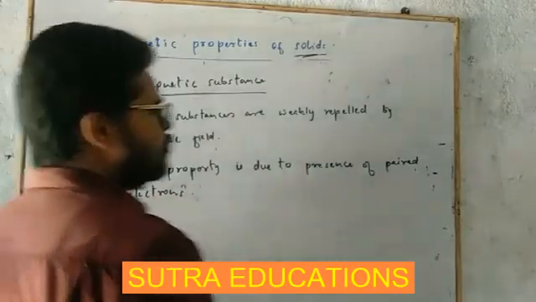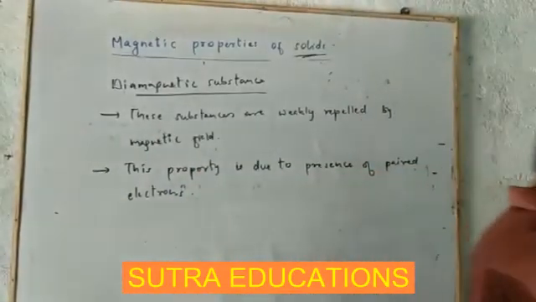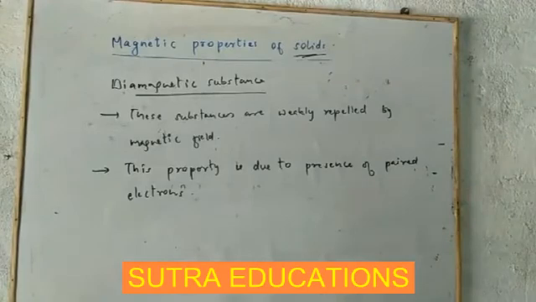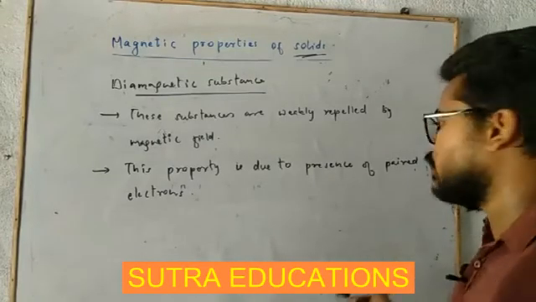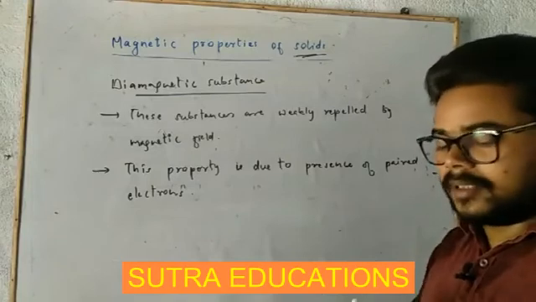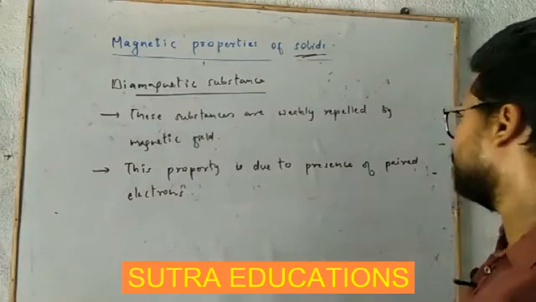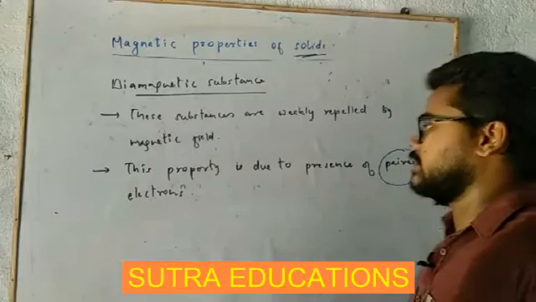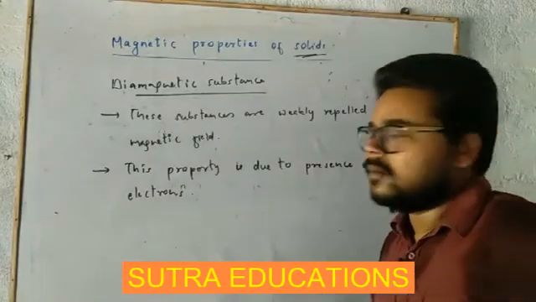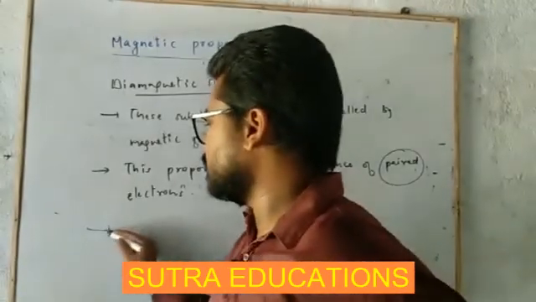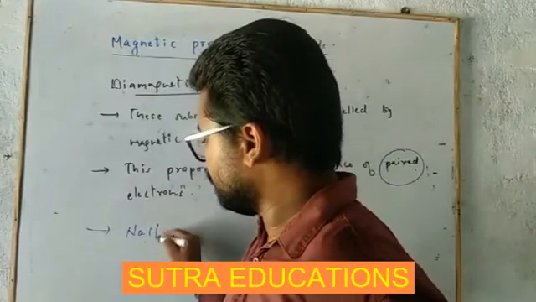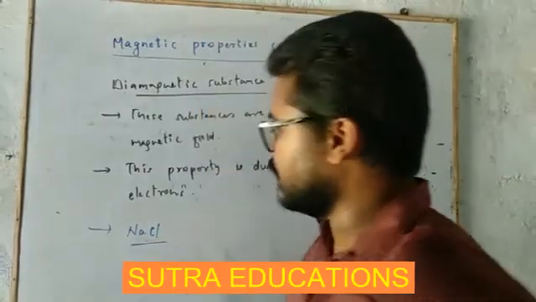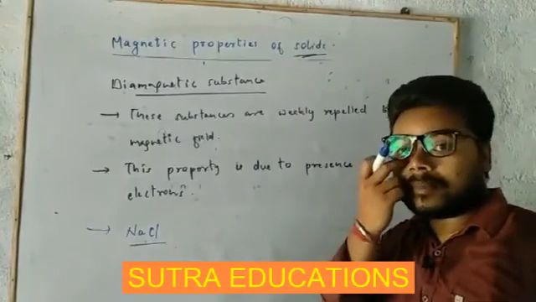Okay, so it is opposite of paramagnetic substances. In case of diamagnetic substances, what happens? There is no unpaired electron present, means only paired electrons are present there. Okay, so examples, you can say it is NaCl. NaCl is the example.